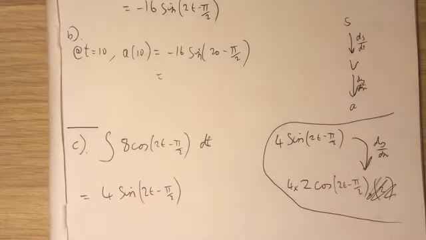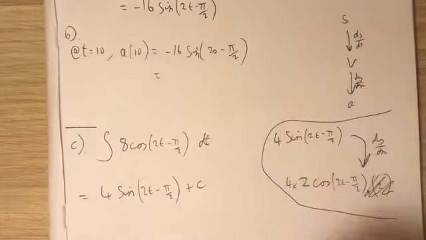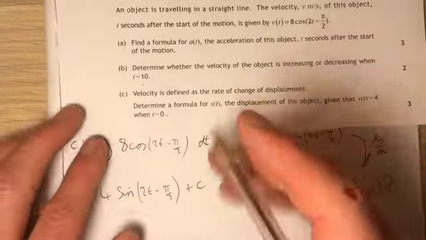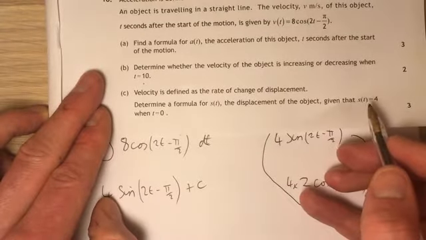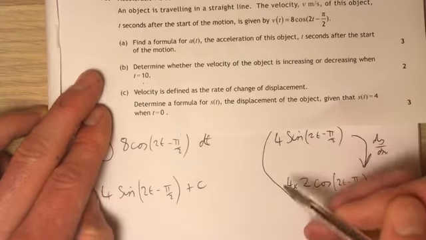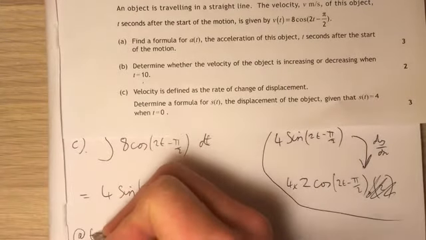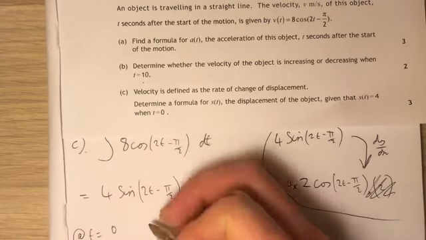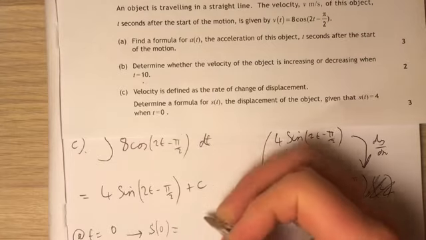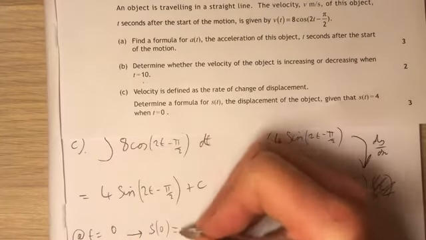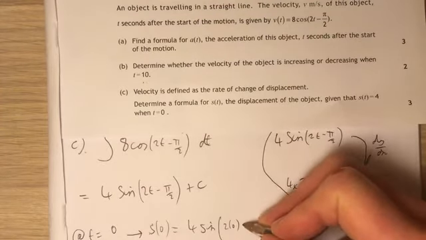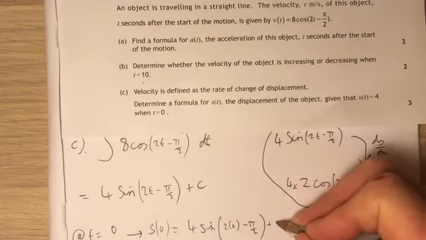Now, I haven't finished. I've missed something. Plus a constant. Never ever forget the plus c. This is why the question was waffling on about telling me that s of t is going to be 4 when t equals 0. They could have written s of 0 is going to be 4, really. So at t equals 0, we get s of 0 is going to be 4 sine of (2 lots of 0 minus pi over 2) plus c.